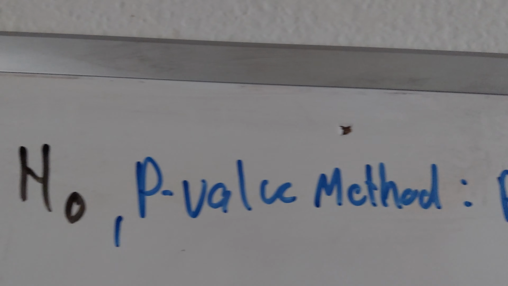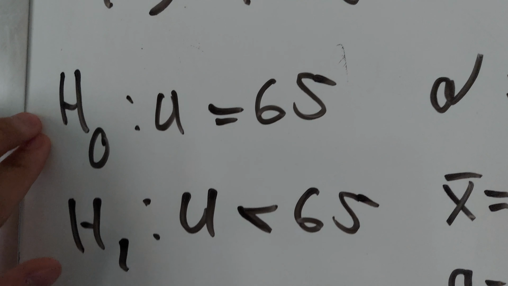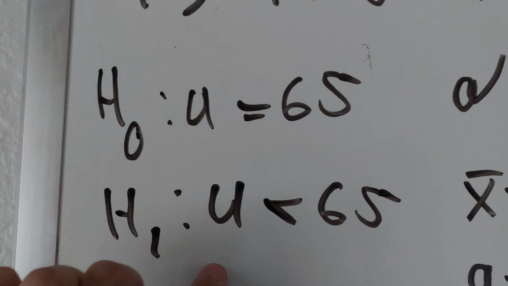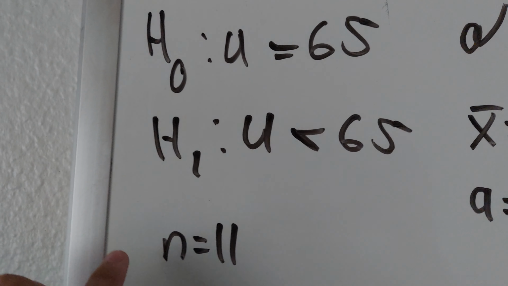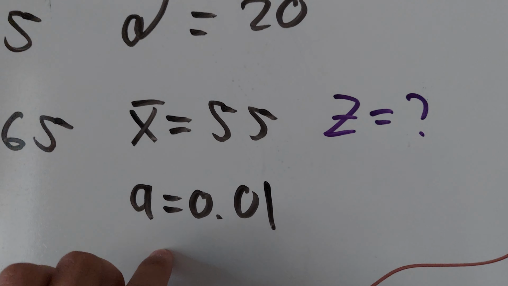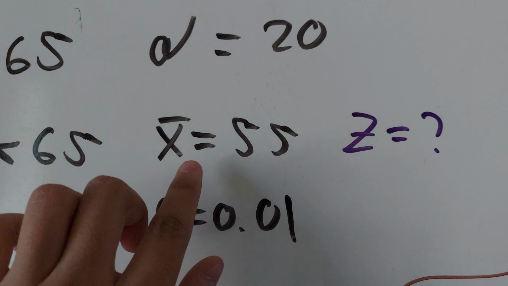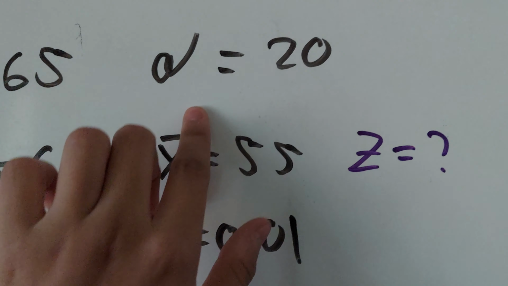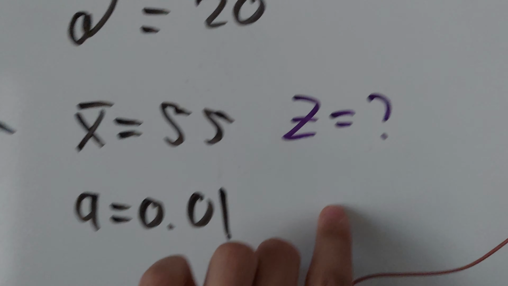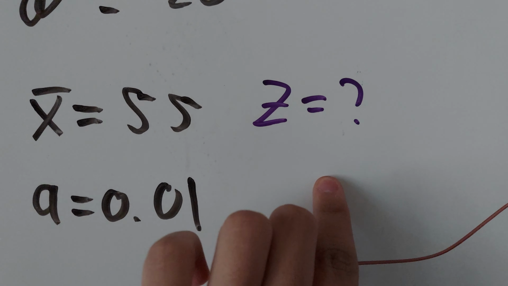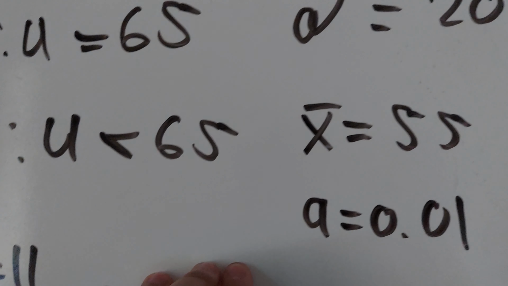So let's write down what we know. H0, the null hypothesis, is mu equal to 65, and H1 is mu less than 65. Our n, the sample size, is equal to 11. Our alpha is equal to 0.01. Our x, the sample mean, is equal to 55, and the standard deviation is 20. What we don't know is Z, which we're going to need for the p-value method. So, let's find Z.